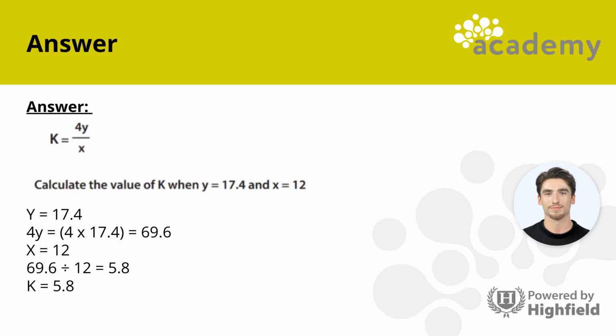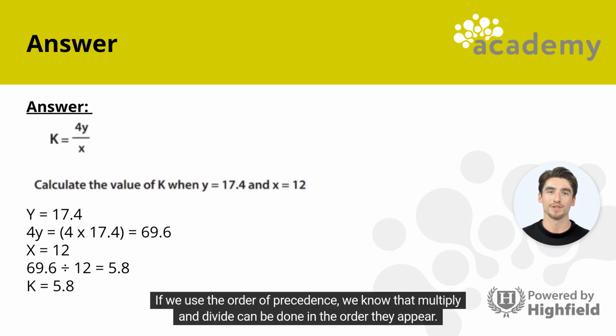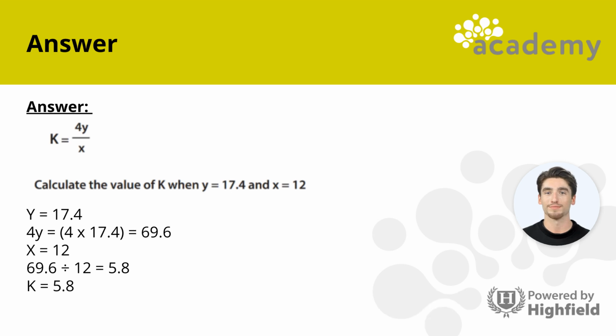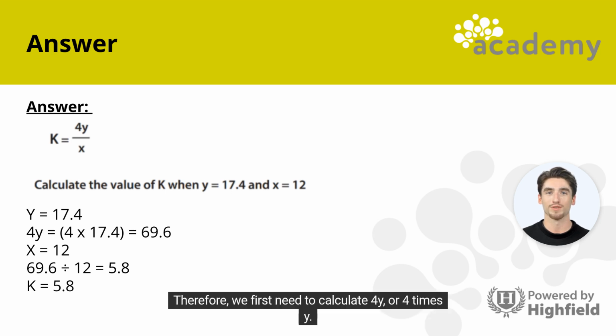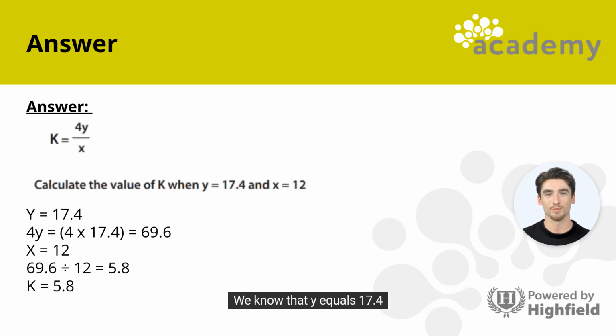Let's check the answer. If we use the order of precedence, we know that multiply and divide can be done in the order they appear. Therefore, we first need to calculate 4y, or 4 times y. We know that y equals 17.4. So 4 times 17.4 equals 69.6. Next, we need to divide. x equals 12, so 69.6 divided by 12 equals 5.8. So k equals 5.8.